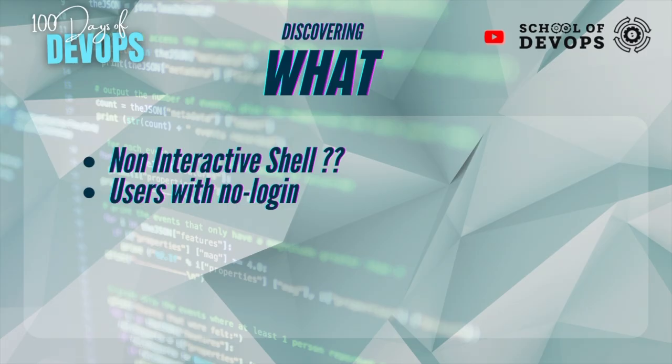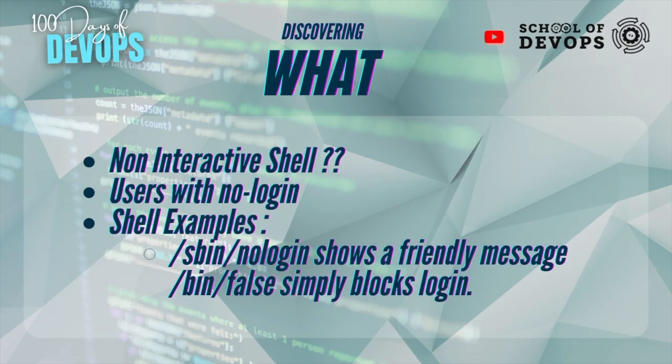A non-interactive shell means the user account that you have created cannot log in and type commands just like a normal user. To make a user non-interactive, we just set their default shell to either nologin or false. Nologin shows a friendly message, whereas false simply blocks the login.